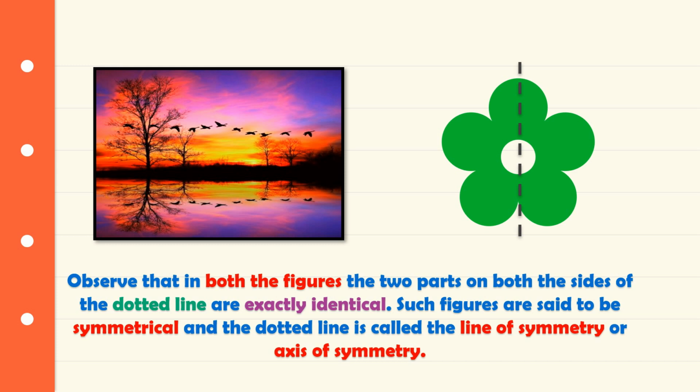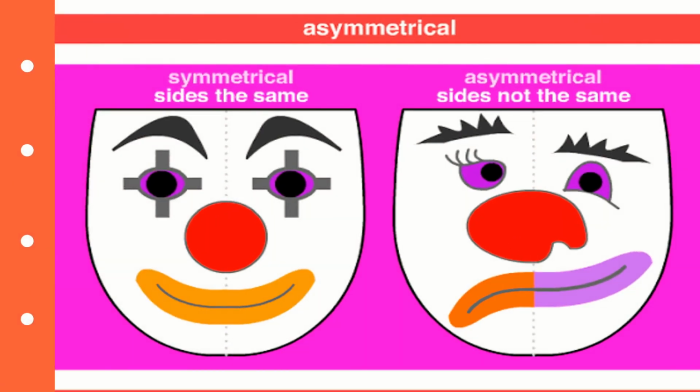Some are symmetrical and some are not symmetrical. Observe that in both the figures, the two parts on both sides of the dotted line are exactly identical. Such figures are said to be symmetrical, and the dotted line is called the line of symmetry or axis of symmetry. Let's see a few examples of symmetrical and asymmetrical figures. So, here on the left hand side, this figure is symmetrical and this is asymmetrical.